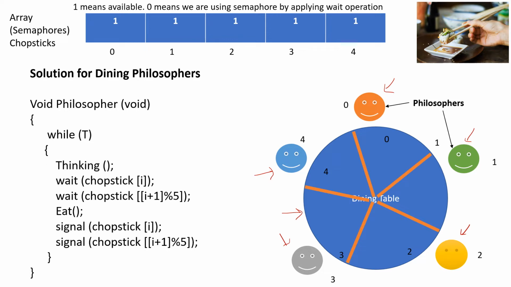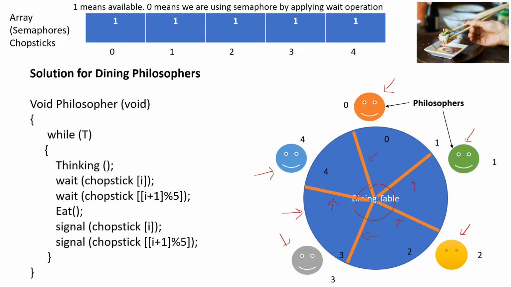What do these philosophers do? They either eat or think. There is a bowl of rice kept at the center of the table with 5 single chopsticks. These are the chopsticks which I have shown, 0, 1, 2, 3 and 4. To eat rice, each person should have 2 chopsticks. Hence, to solve the problem, they have to share the chopsticks among them. When they think, they don't have to share, but when they want to eat, they have to share the chopsticks.